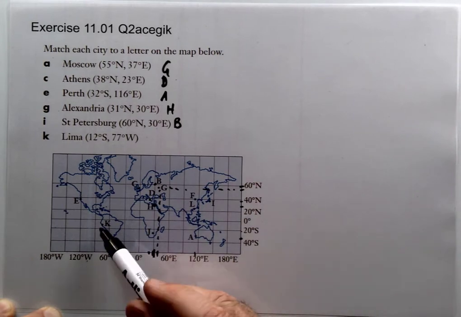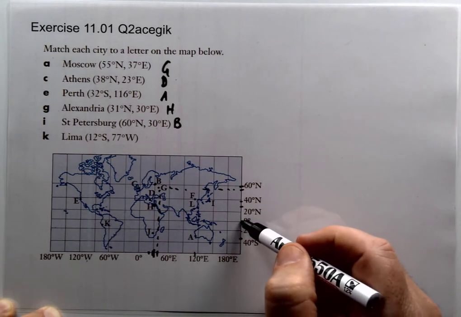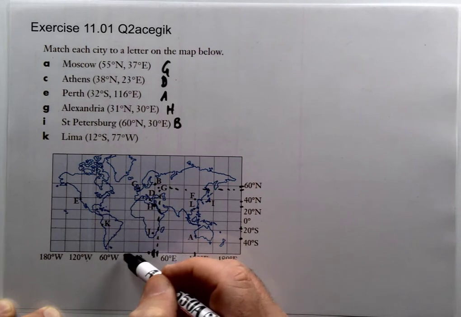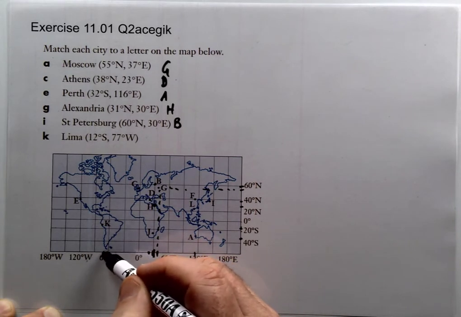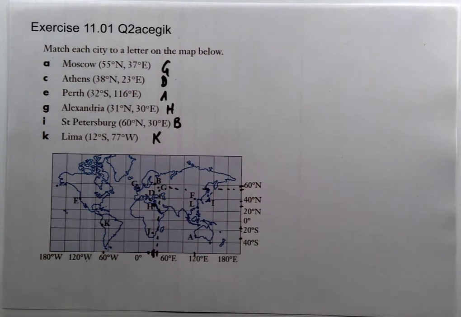And Lima in South America, oh, I went straight to it, I shouldn't have cheated. Okay, so there's 0, so there's 10 degrees, so it's about that sort of height there. And it's going to be 77 degrees west, so there's 60, there's 90, sort of going to be about in there. So as you can see, we get the letter K.